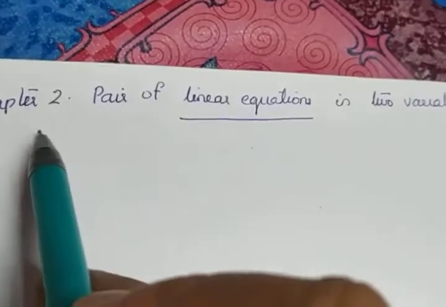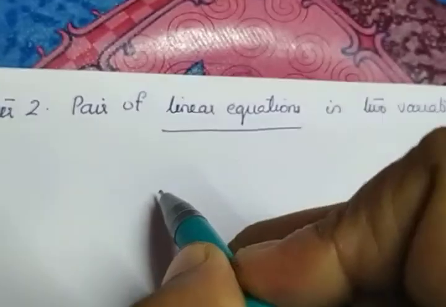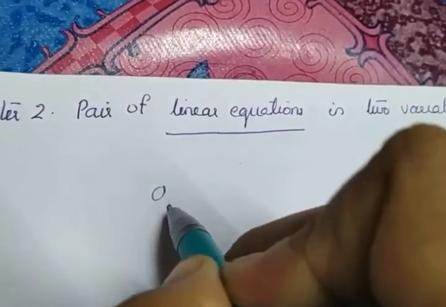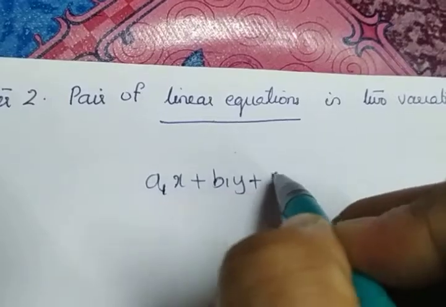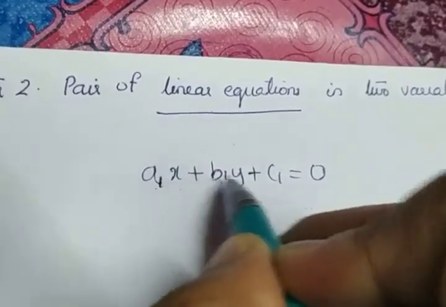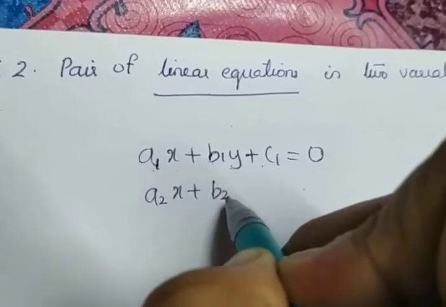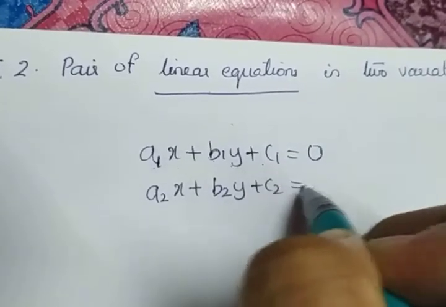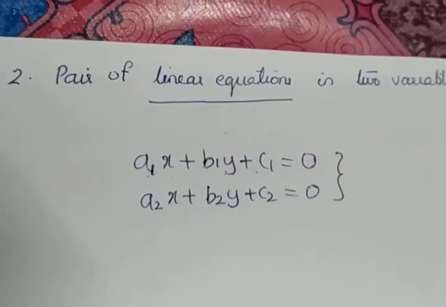So we are going to the next chapter, chapter number 2, pair of linear equations in two variables. A pair of linear equations in two variables can be represented as a1x plus b1y plus c1 is equal to 0, where x and y are variables, a1, b1, c1 are constants. And the second equation will be a2x plus b2y plus c2 is equal to 0. So this represents a pair of linear equations in two variables.